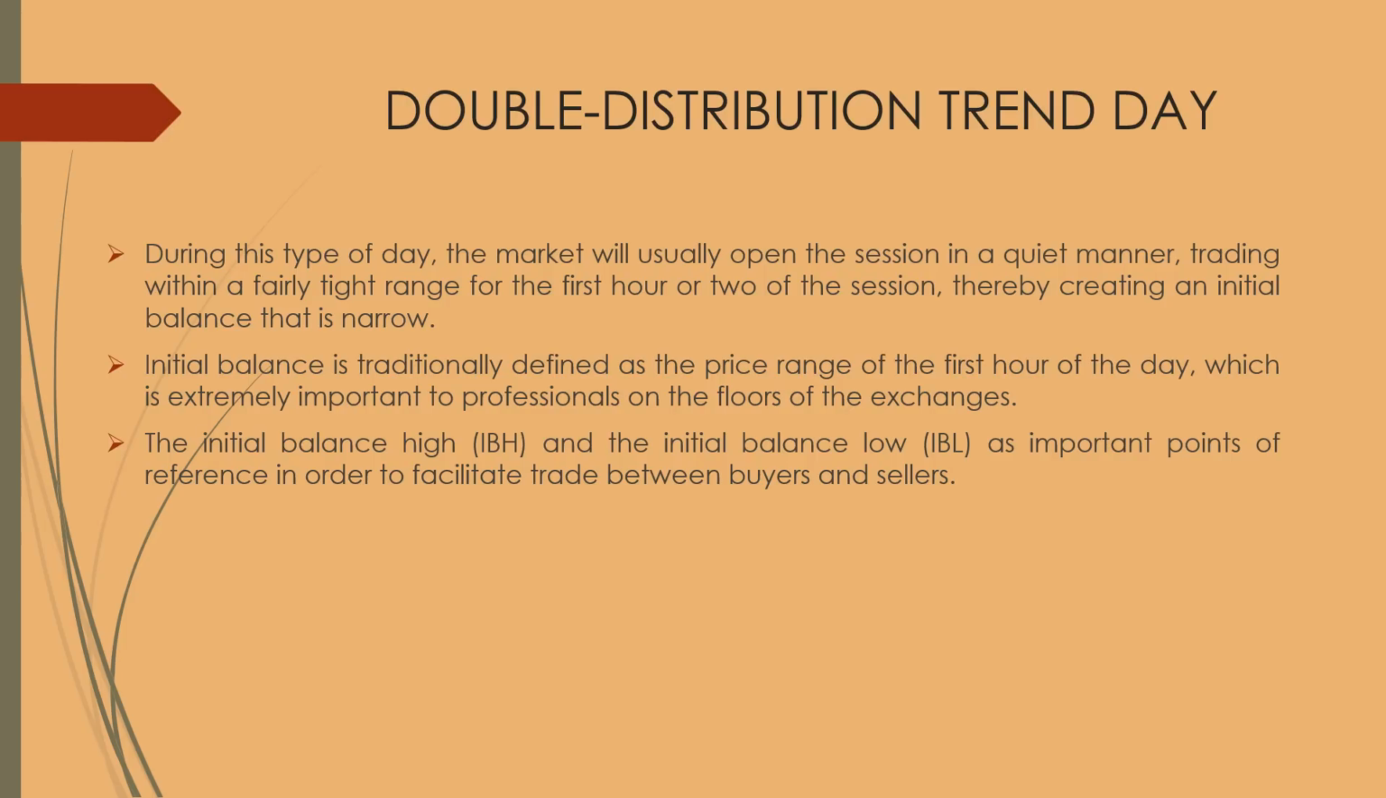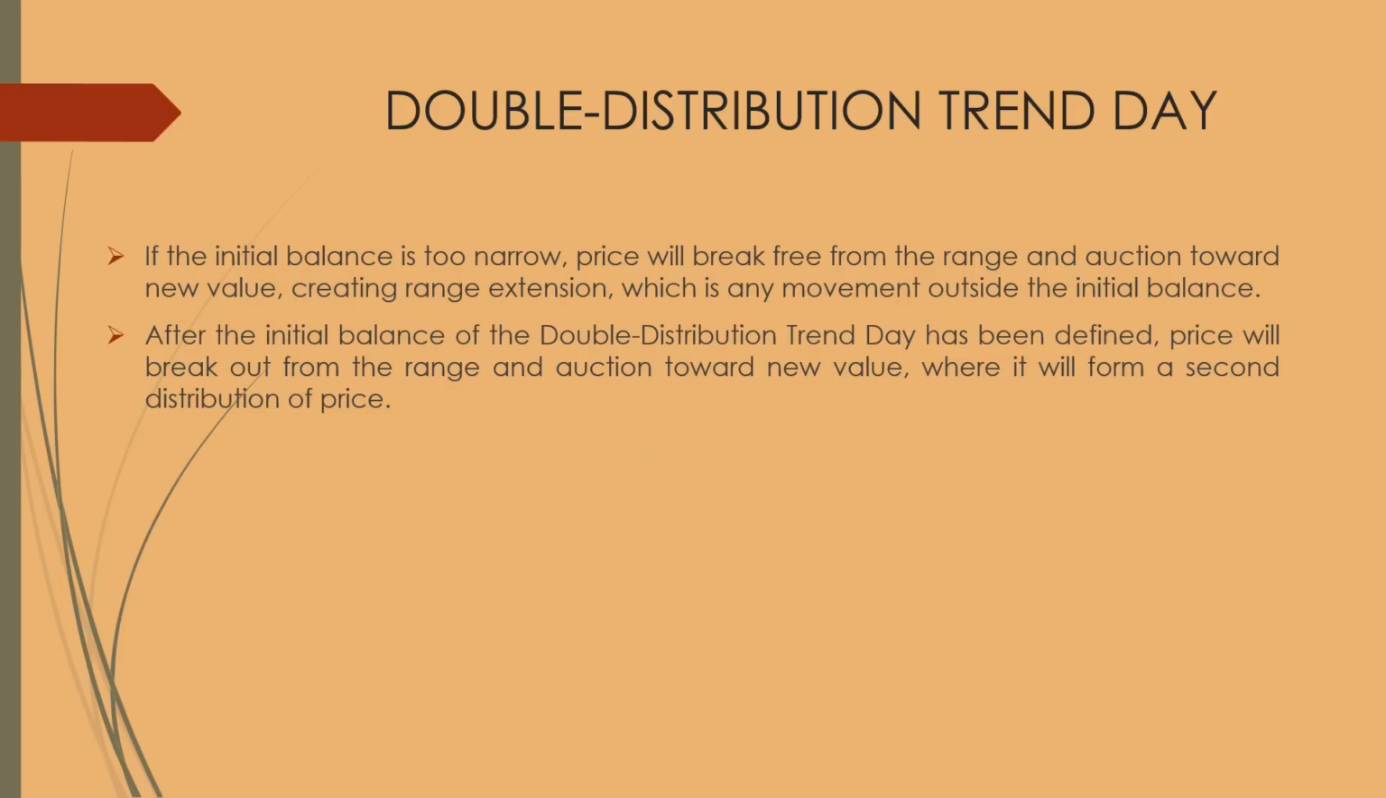The initial balance high, that is IBH, and the initial balance low, that is IBL, are important points of reference in order to facilitate trade between buyers and sellers. If the initial balance is too narrow, price will break free from the range and auction towards new value, creating range extension, which is any movement outside the initial balance. After the initial balance of a double distribution trend day has been defined, price will break out from the range and auction toward new value where it will form a second distribution of price.